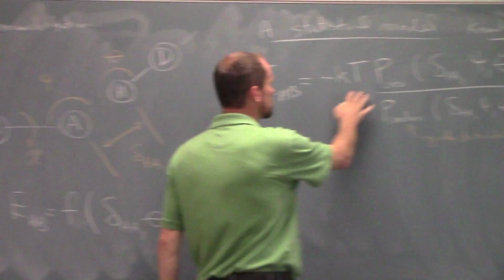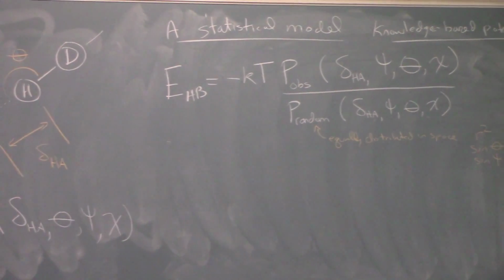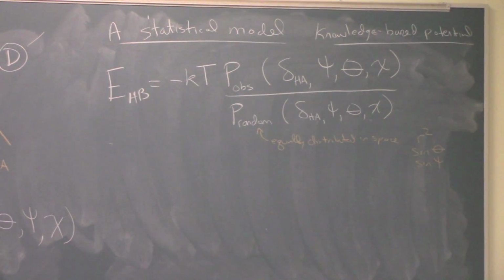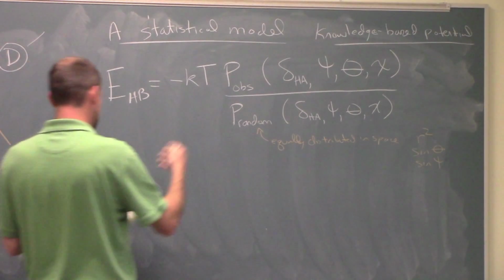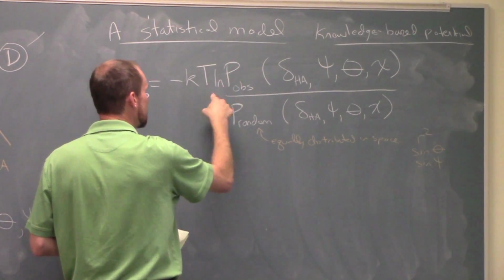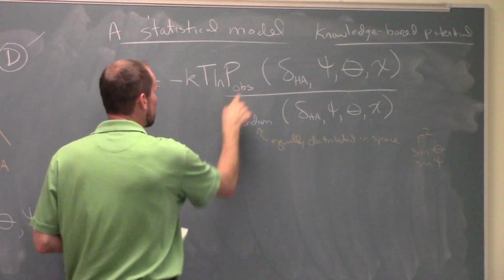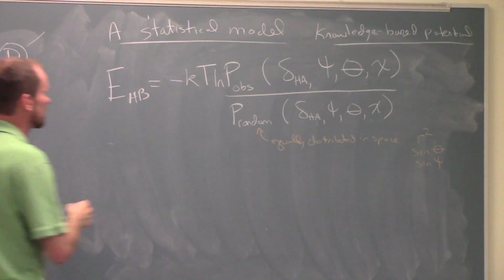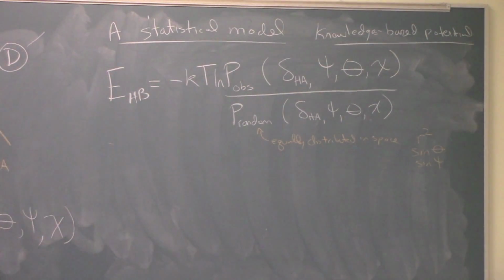Okay, so we'll talk about this formulation a little bit more in future classes, but in general what we're doing is saying that if we see it a lot, that means it's a low energy configuration. And whoops, I missed the natural log. It's kT times the natural log of the probability observed over the probability random. There should be a natural log in there.